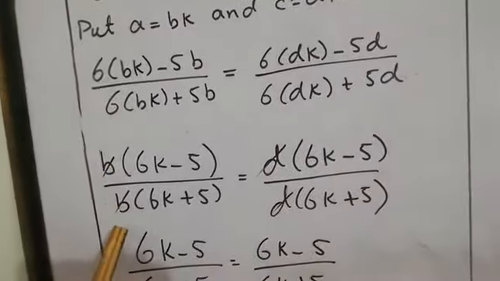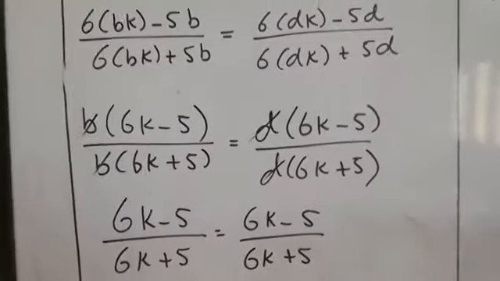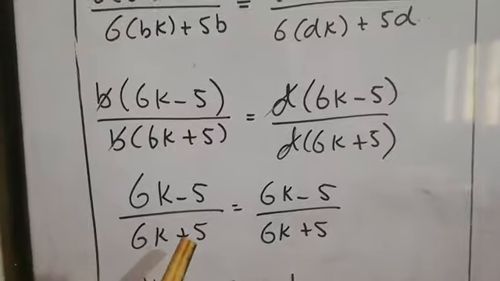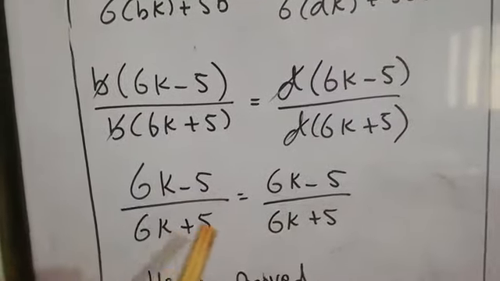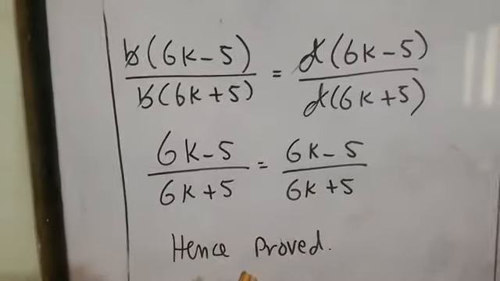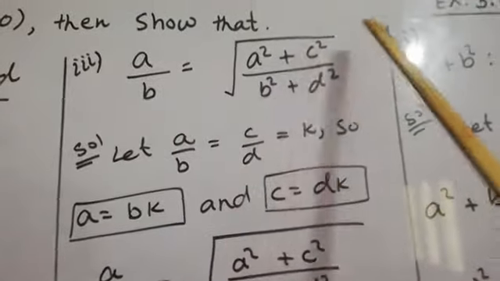B will cancel by B, D will cancel by D. So we get (6K minus 5) divided by (6K plus 5) equals (6K minus 5) by (6K plus 5). Both sides are equal. So hence we proved.